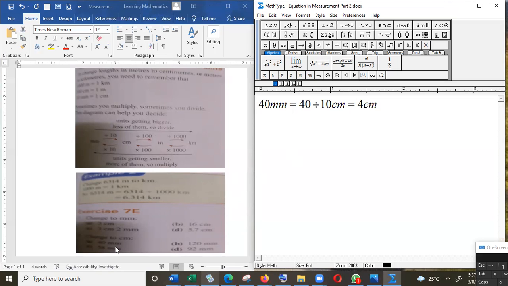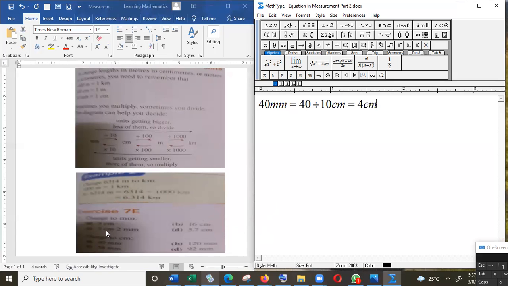So I repeat, if you're starting with millimeters and you want to go to centimeters, you divide by 10. So all these examples there, you have to divide by 10 because you're starting with millimeters and you want to go to centimeters. So A, B, C, D for number 2, you divide by 10 because you went from millimeters to centimeters. So please do that. Try this for these examples.